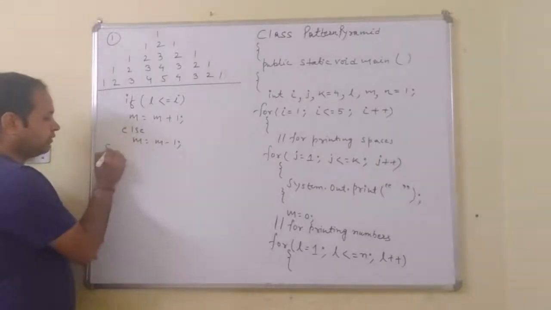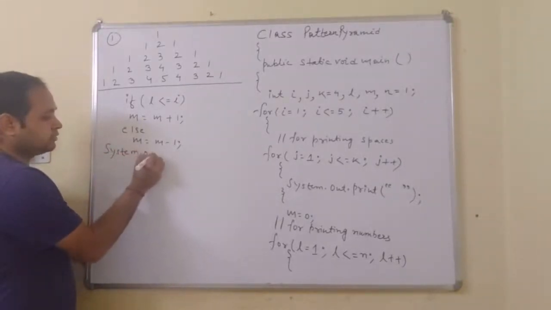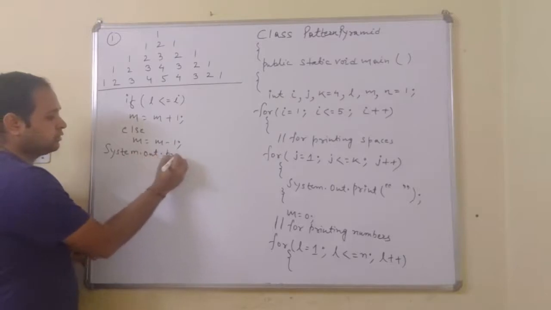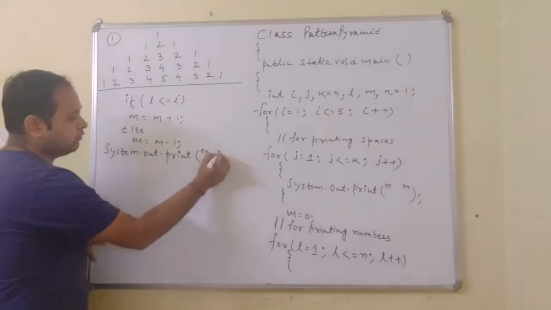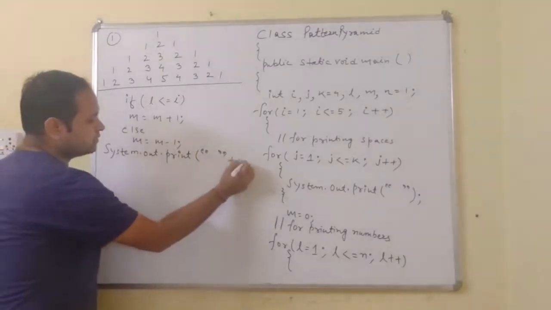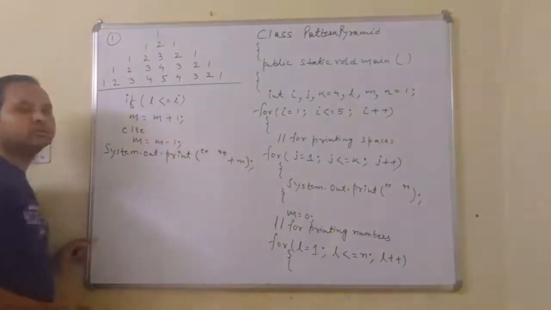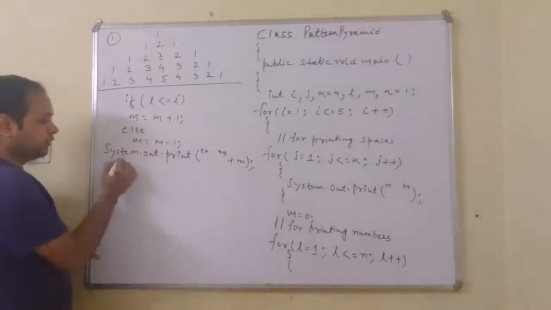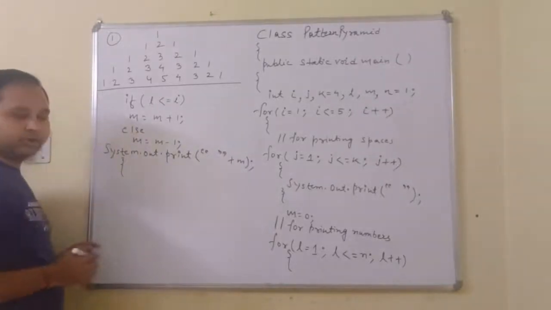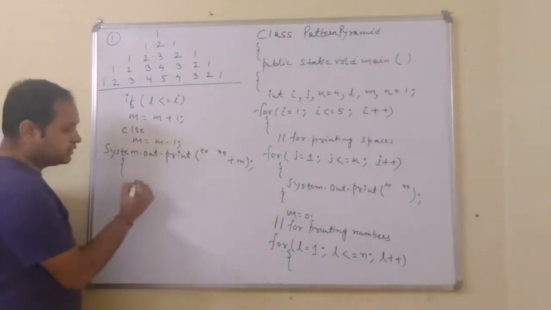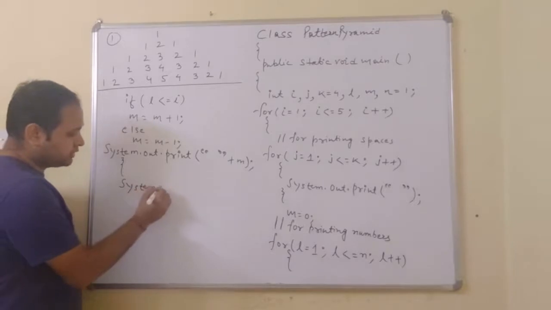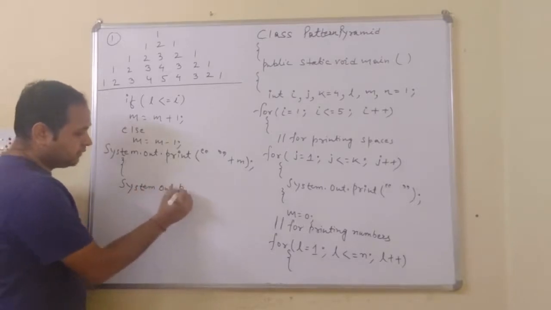Okay, then I will write System.out.print. I will print the value of m by giving a space before. Okay. Then I will close this printing loop. I will close, and then I will write System.out.println to change the line of the cursor.